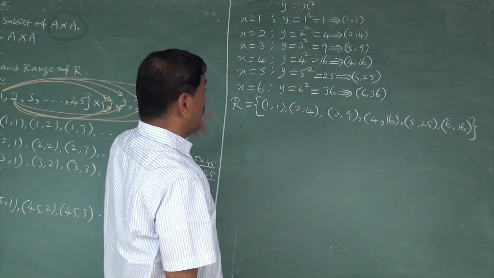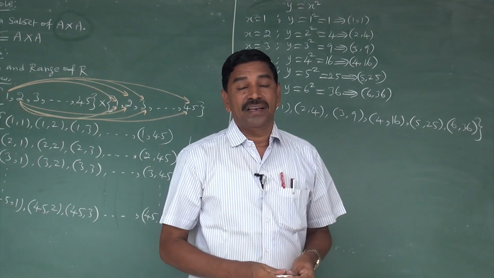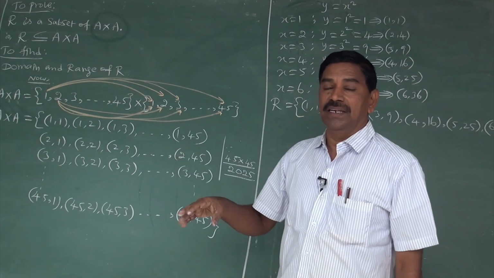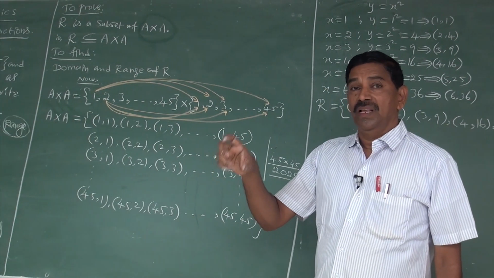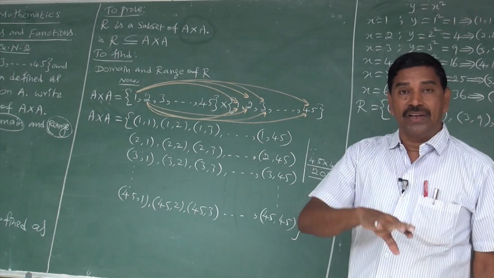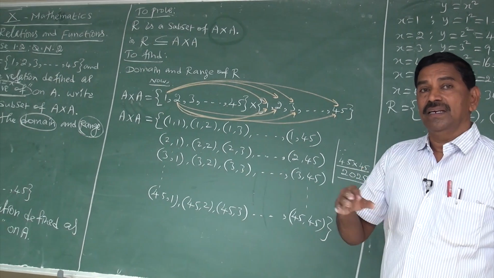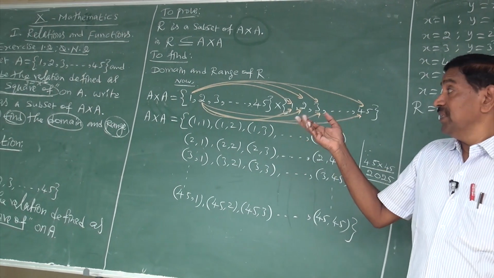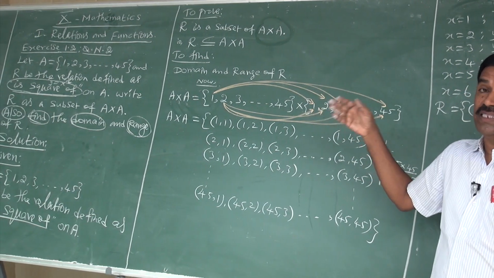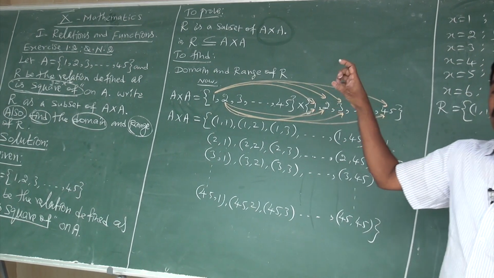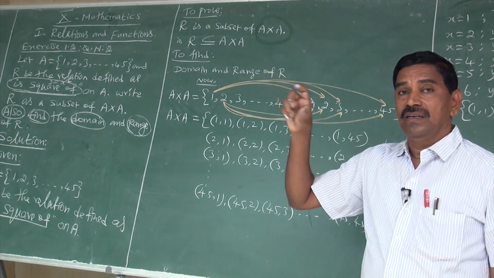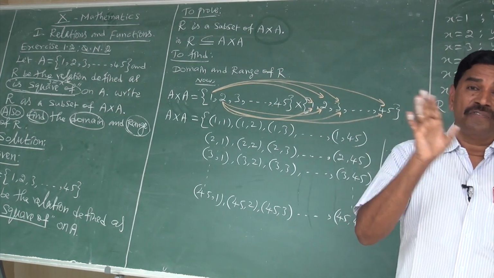Okay. Now again remember the question. Here there are two things they asked. First, prove that the relation R is a subset of A cross A. Then we want to find the domain and the range of R. Okay, first question, prove that the relation R is a subset of A cross A.